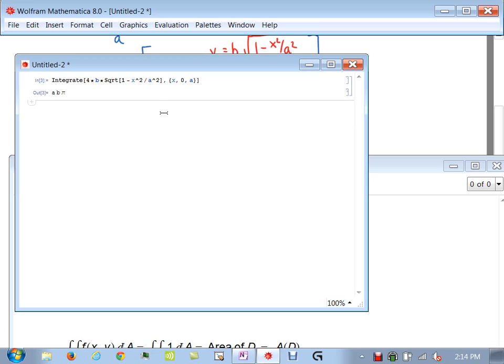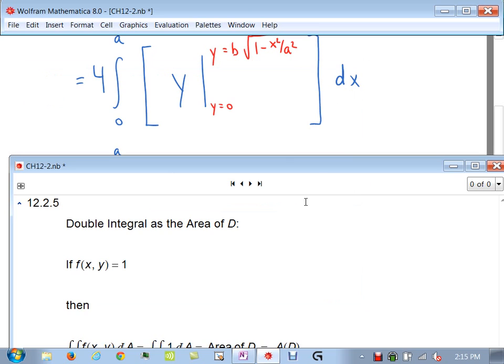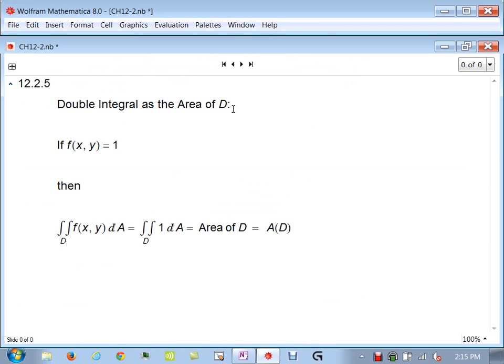So what if this is the unit circle? If this is the unit circle, a and b are 1, you get pi. Well, what's the area of the unit circle? Pi r squared. The radius is 1, so it's pi. Am I making sense? So this is a more general formula than pi r squared, I guess you could say. All right, that's just an application of the double integral. You can find the area.